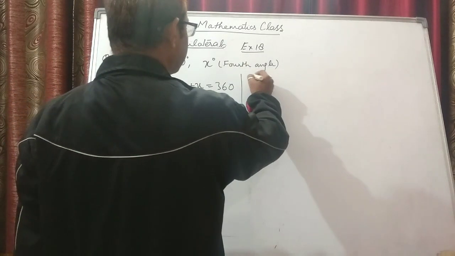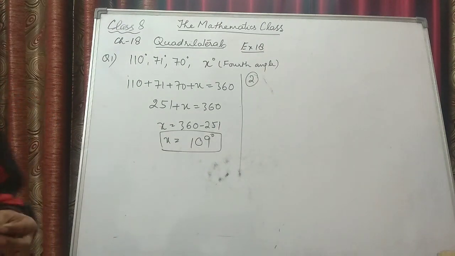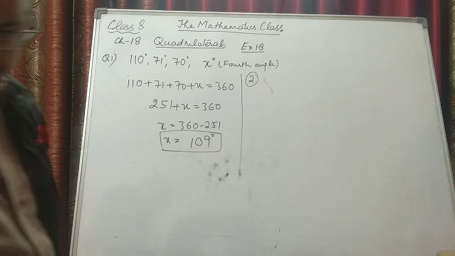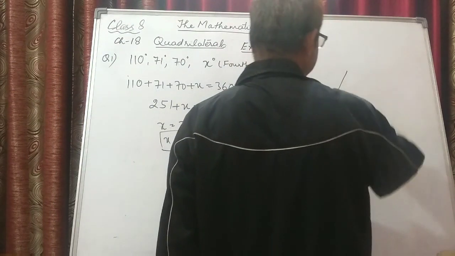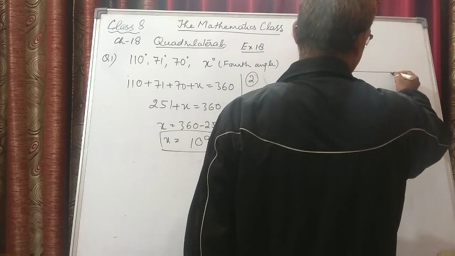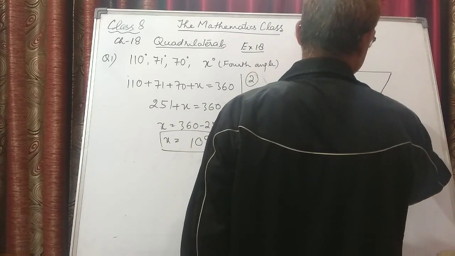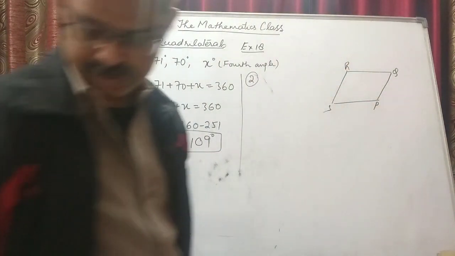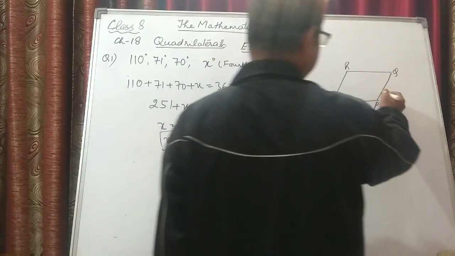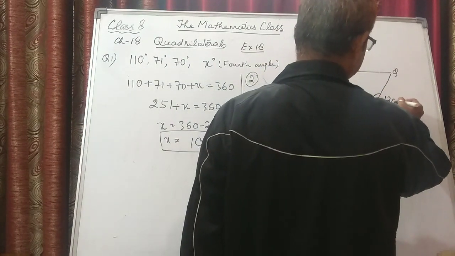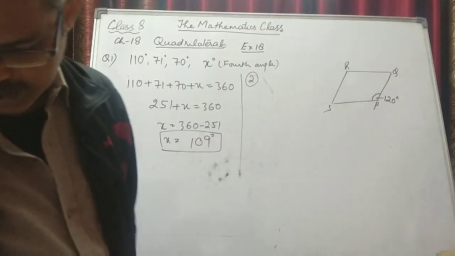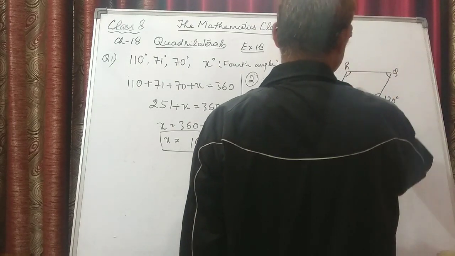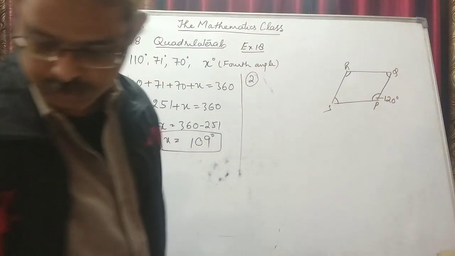Now let us move on to the second question. In the quadrilateral PQRS, angle P is equal to 120 degrees. So I'll draw a figure for this. There is a quadrilateral PQRS, and angle P is 120 degrees, given to you. They say angle Q is equal to angle R is equal to angle S, that is, all the three angles are equal.